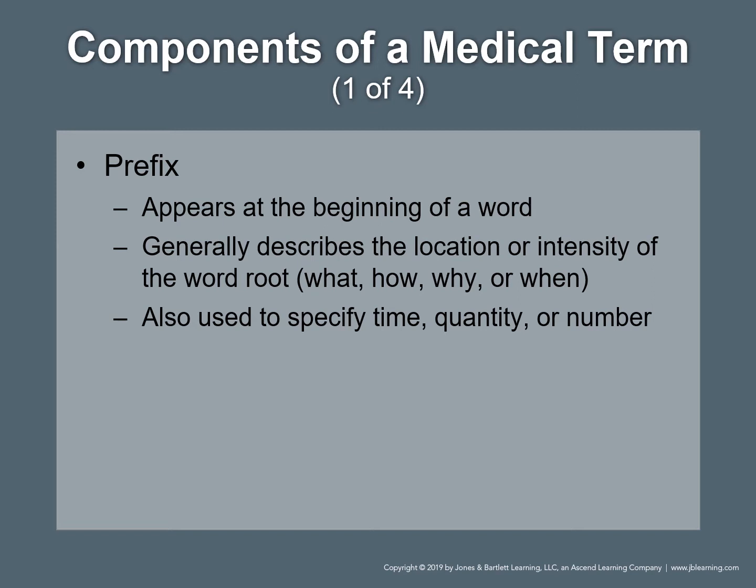Numerical prefix. This is used to indicate the number of sides, limbs, or sensory organs affected. An example is octo, that means 8. An octogenarian would mean a person between the ages of 80 and 89 years of age. That's pretty neat.